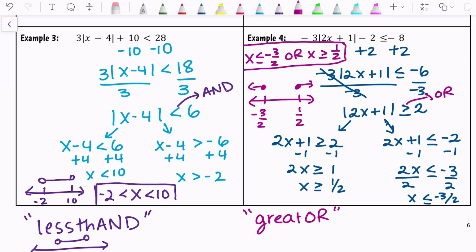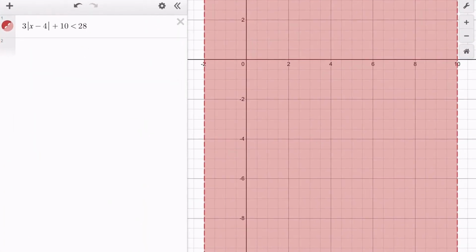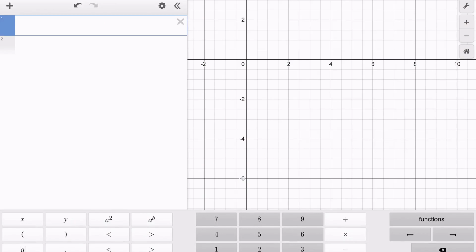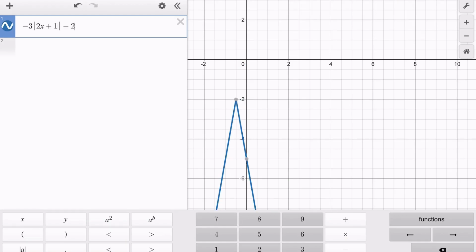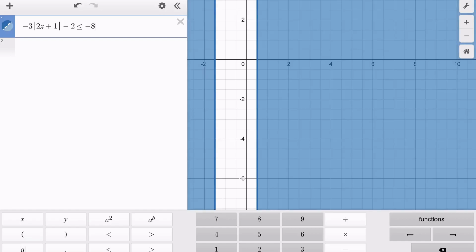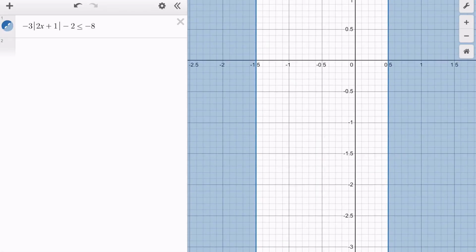You just write them with an or in the middle. To check, greater always looks like this. Doesn't matter, closed or open circle depends on if it's or equal to or not. When you type this into Desmos, you will have negative 3, absolute value, of 2x plus 1, minus 2, less than or equal to negative 8. You will see that it does go opposite directions.